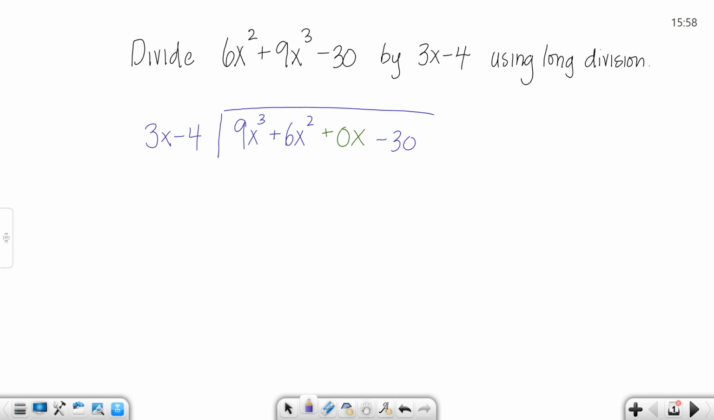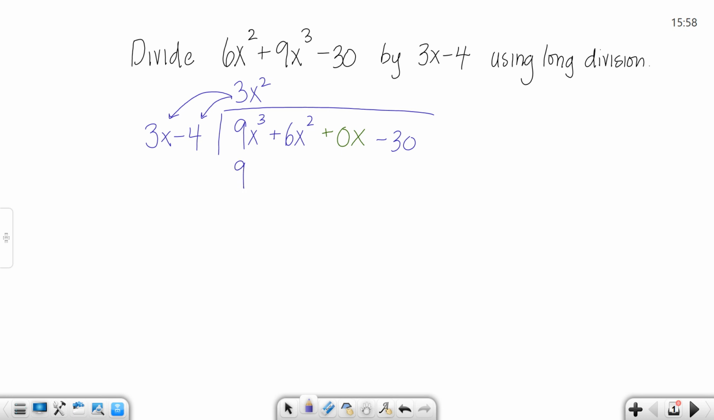Now, what I'm looking for first is I need to multiply this 3x here by something that would give me 9x cubed. Okay, so I know that 3x times 3 would give me 9. I need x cubed. I already have 1x, so I need 2 more x's. So I get 3x squared there. Now here's the tricky part. You're going to take that 3x squared and multiply it by both terms.